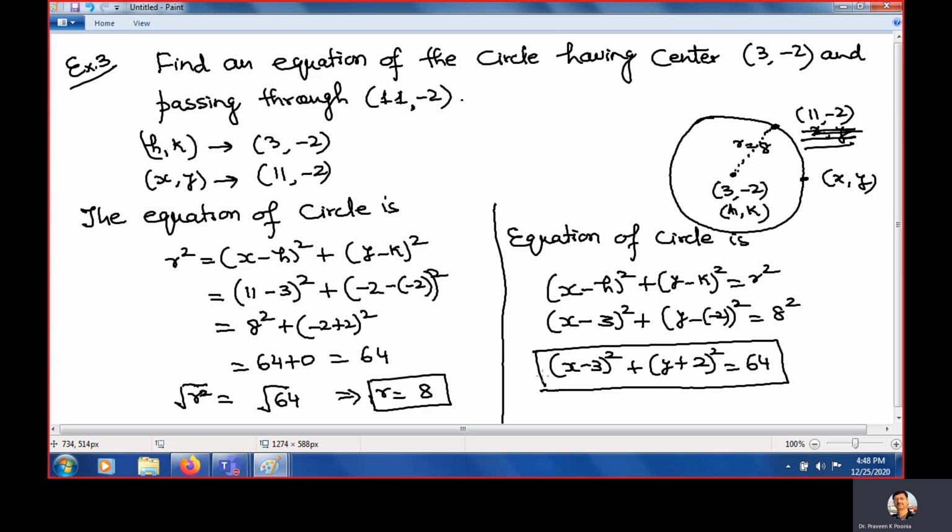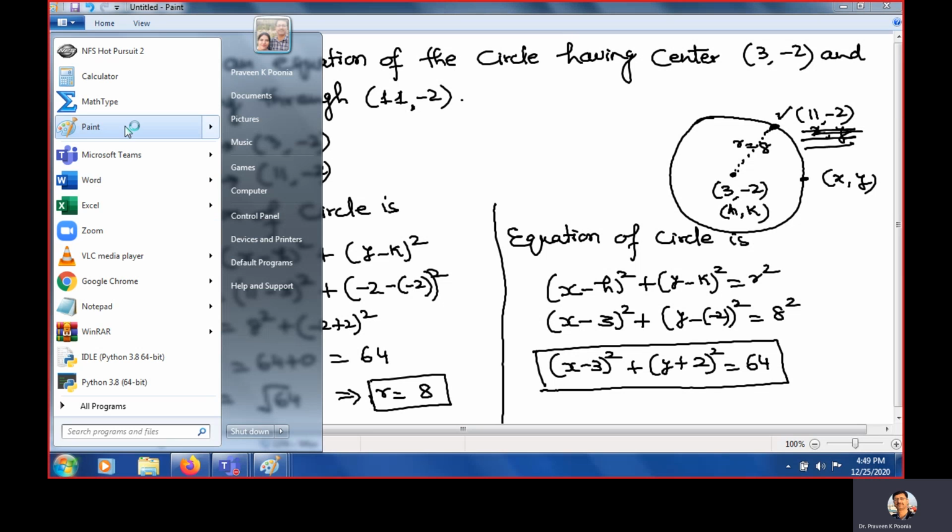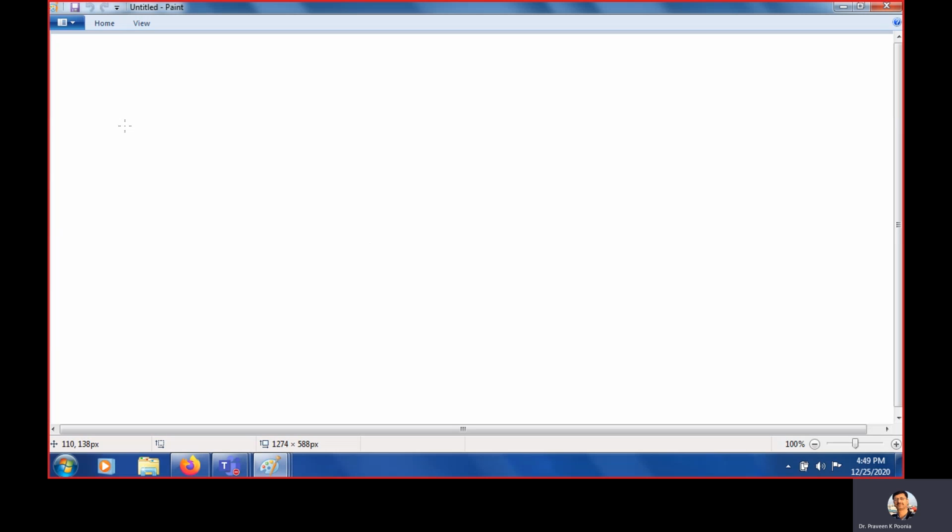This is the equation of circle. So if any point on the circumference is given, first you need to find the radius. And radius means you need to put the value of x, y as the point on the circumference and the center is 3, minus 2. So this is how you can calculate the radius and then you can find the equation of circle.